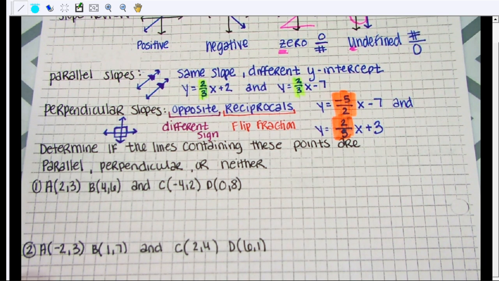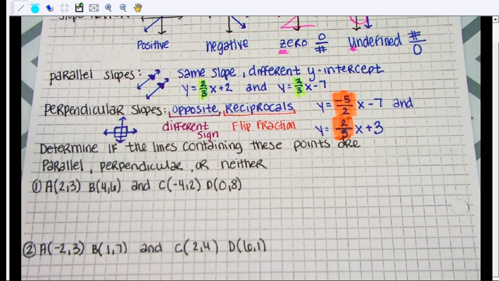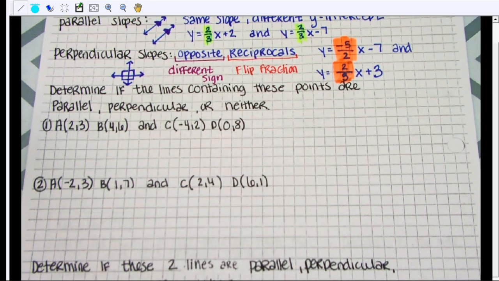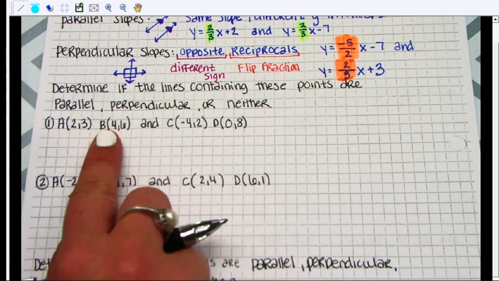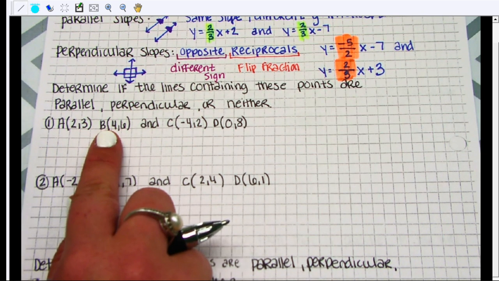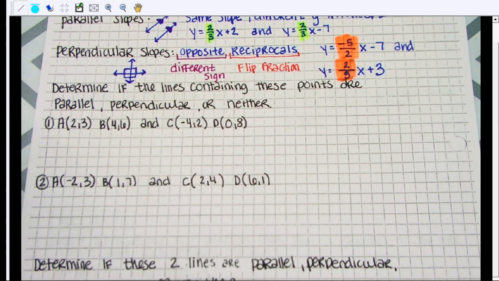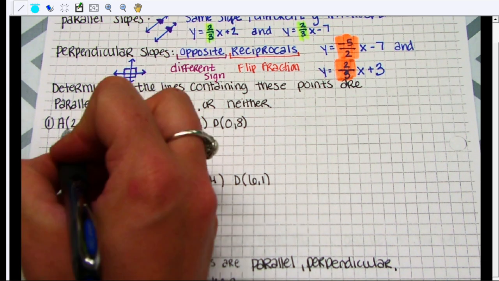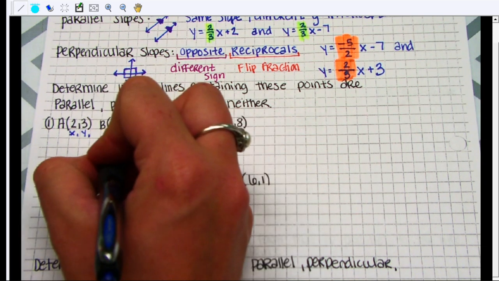Okay, so let's practice. We're going to practice to see if these slopes are parallel or perpendicular. So I did not give you an equation like down at the bottom. So in order to determine if AB is parallel, perpendicular, or neither to CD, all you have to do is the slope formula, which we have done since the first page. So all I'm going to do is label my points. Here's x1, y1, x2, y2.